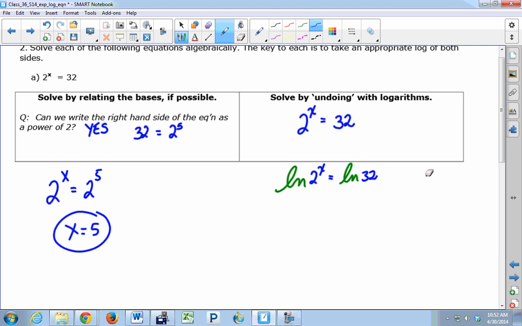Now, I want you to start to train your eyes so you don't hyperventilate every time you see these ln's or logs, that the natural log of 32 is just a number. It's a constant. Just like if you saw something like 2x equals 10. 10 is a constant, 2 is a constant. You would solve for x. This is just a constant.